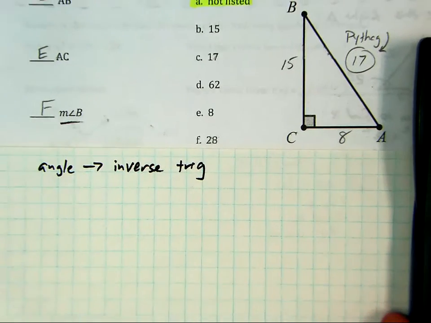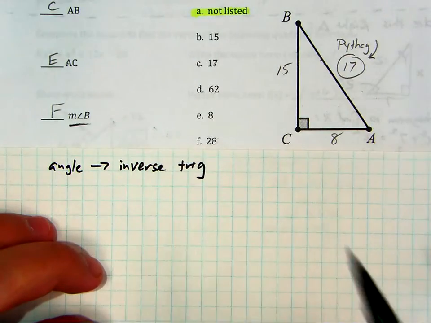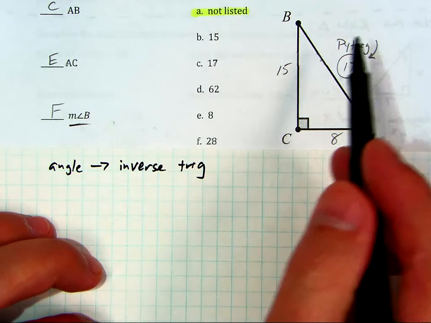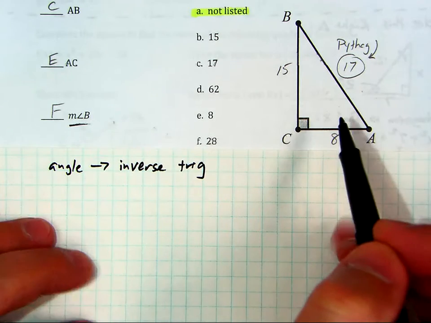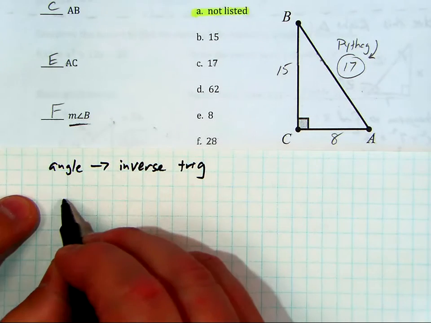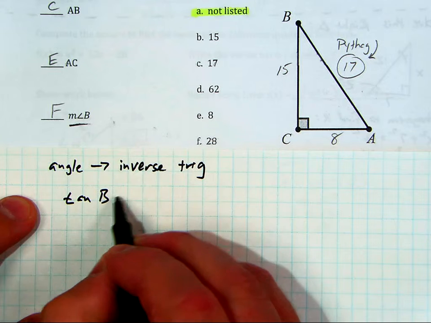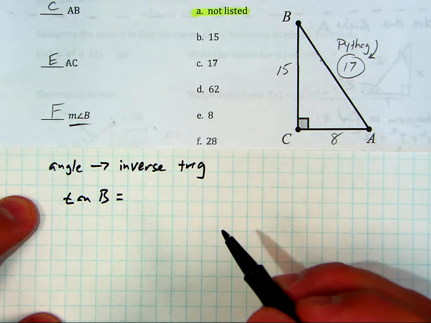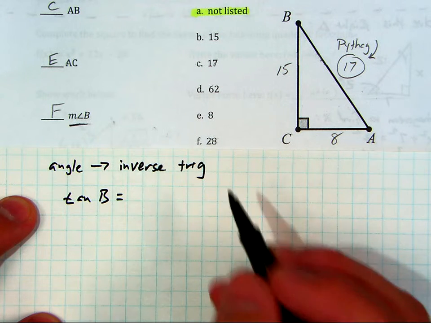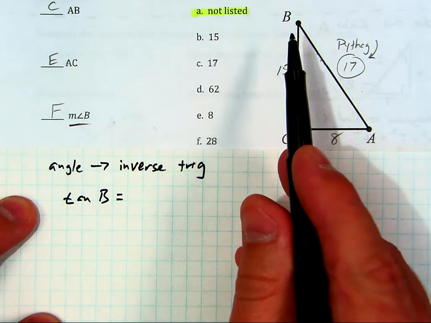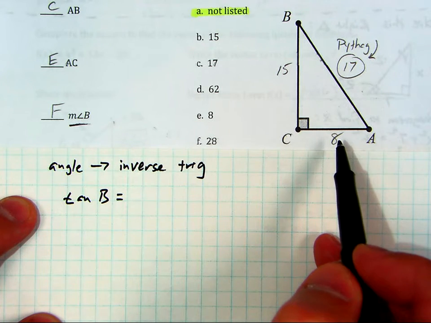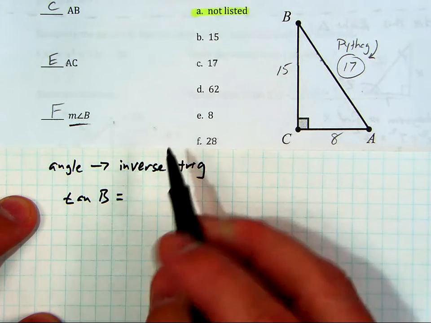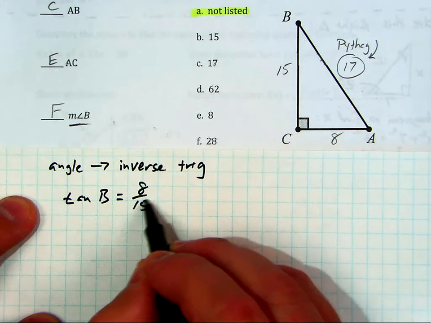Okay. So let's find the measure of angle B. Let's set up all three different trig ratios based on these settings. So somebody help me out. What is the tangent of angle B? Who wants to help me out? Somebody please volunteer. What's the tangent of angle B? Somebody say 8/15. That's right, 8/15.